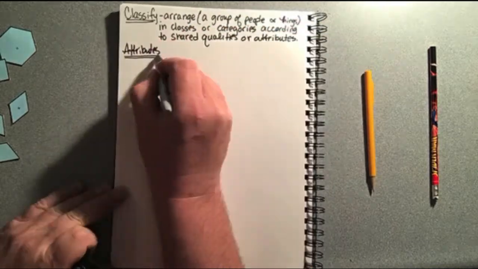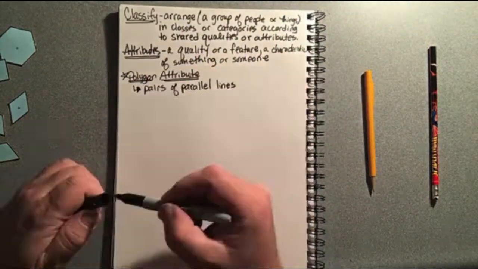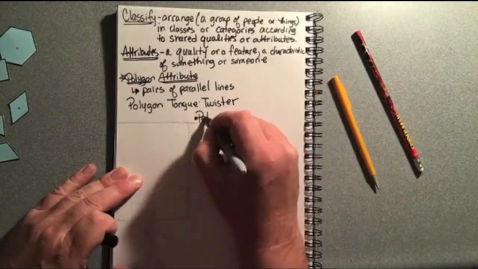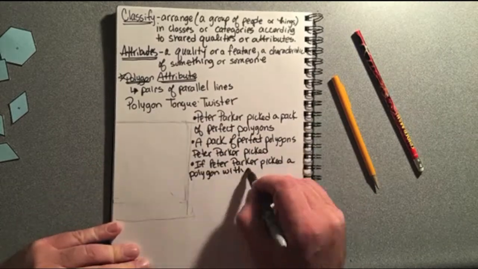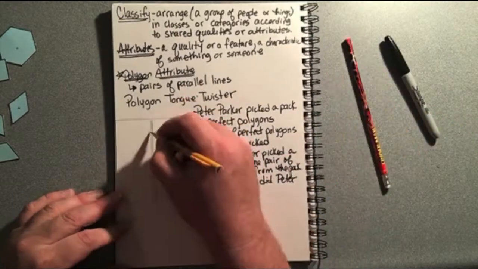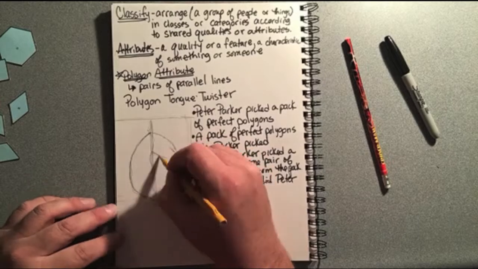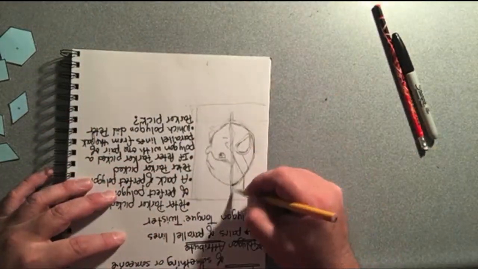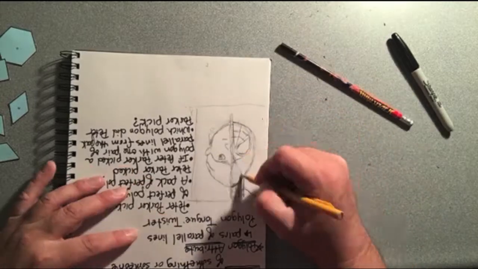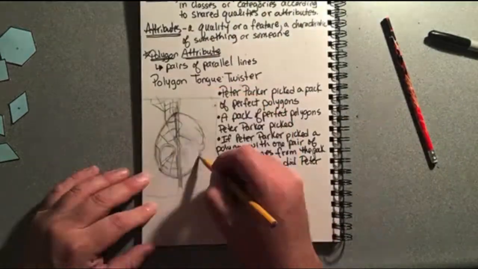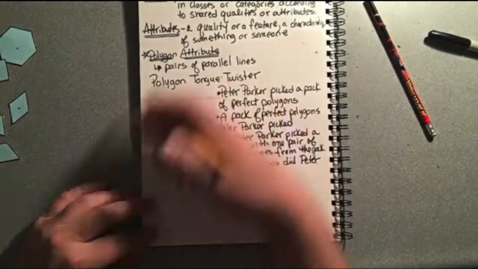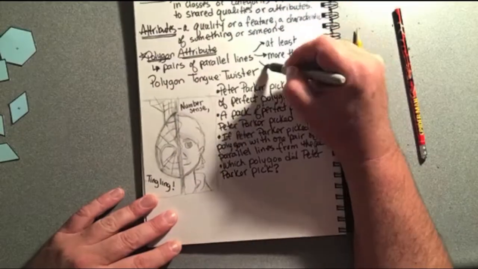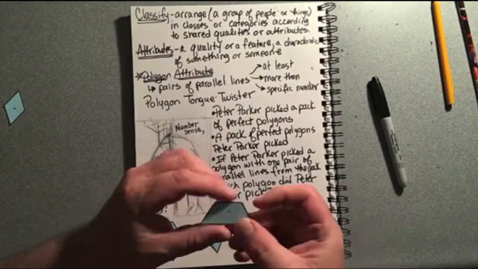For these geometry notebook pages, we are going to look at a specific attribute of polygons. The polygon attribute that I'm talking about is how many pairs of parallel lines does a polygon have? I like to put this into a tongue twister. Peter Parker picked a pack of perfect polygons. A pack of perfect polygons Peter Parker picked. If Peter Parker picked a polygon with one pair of parallel lines from the pack, which polygon did Peter Parker pick?